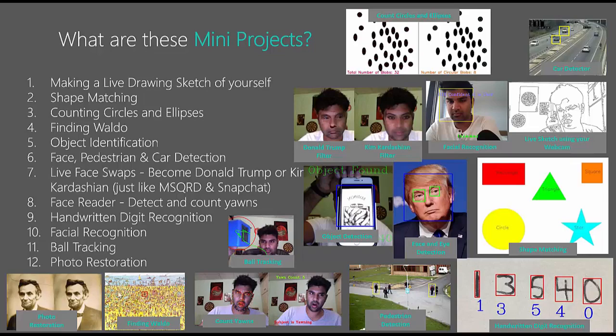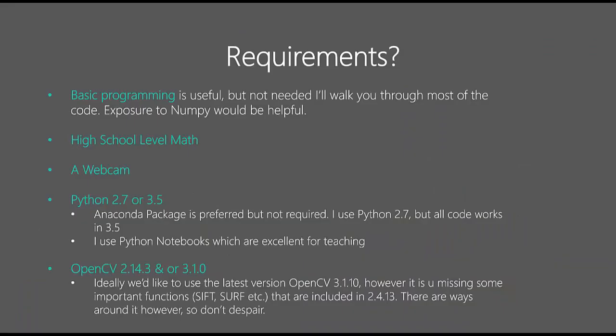So the requirements for this course are actually pretty low. Basic programming would actually be very helpful, as well as exposure to NumPy. However, it's not needed as I actually go through the code line by line. Secondly, a high school level math would actually be very good to have to appreciate some of the high level concepts that we're implementing. And also you need to have a webcam to implement a lot of our mini projects as well as some of the example code.